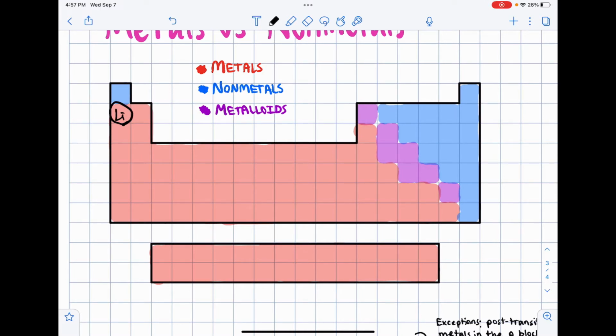Losing 1. So that's why the metals like to lose electrons, because they're closer to that end of the table, and nonmetals like to gain electrons because it's easier for, say, fluorine to gain 1 valence electron than to lose 7 valence electrons. So it's easier for fluorine to get to the configuration of neon than to get to the configuration of helium back here.